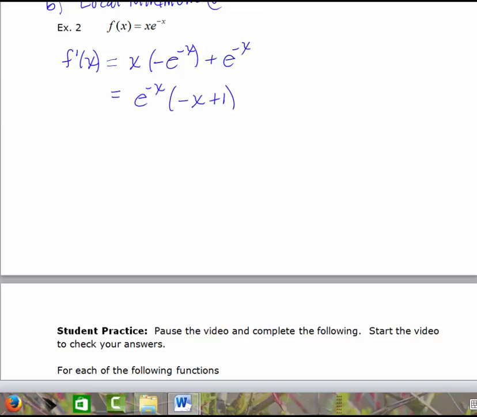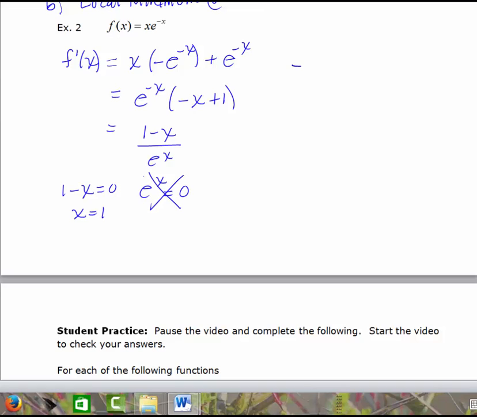Now I want to find out where this function, the first derivative function, is either undefined or equal to 0. If it helps, you can write this as (1 minus x) over e to the x. This is our first derivative. I know that I'm going to get a critical value when the numerator is equal to 0, so 1 minus x equals 0, so x equals 1. I also can get a critical value where the function is undefined, so I set the denominator to 0, but an exponential function of this type never equals 0, so we don't get a critical value from that.